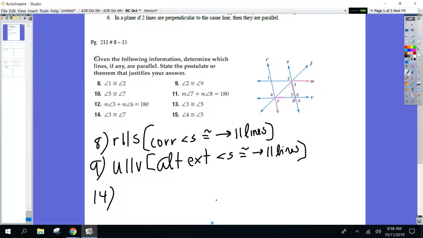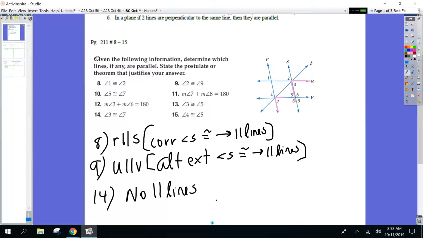If I look at angle 7, it's made up of R and V. Yes? T's got nothing to do with it. Angle 3 is made up of U and S. Do they have any lines in common? They have no transversal in common, which means they cannot be one of the special angles. If they have no transversal in common, they cannot have any of those special angles. So it's pretty easy here. No parallel lines. They don't exist here.